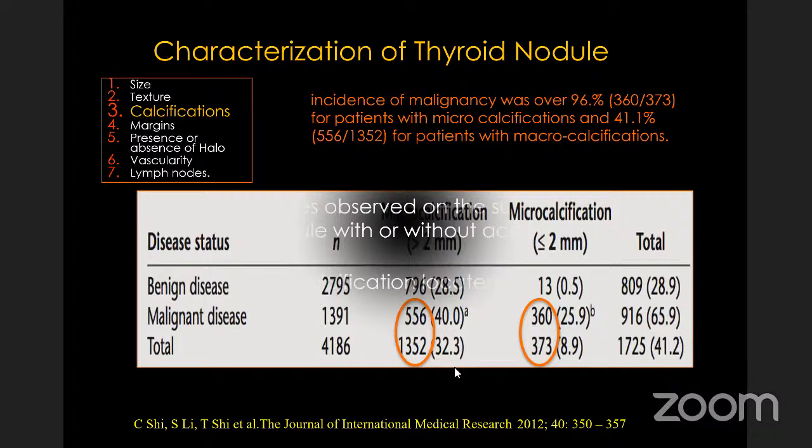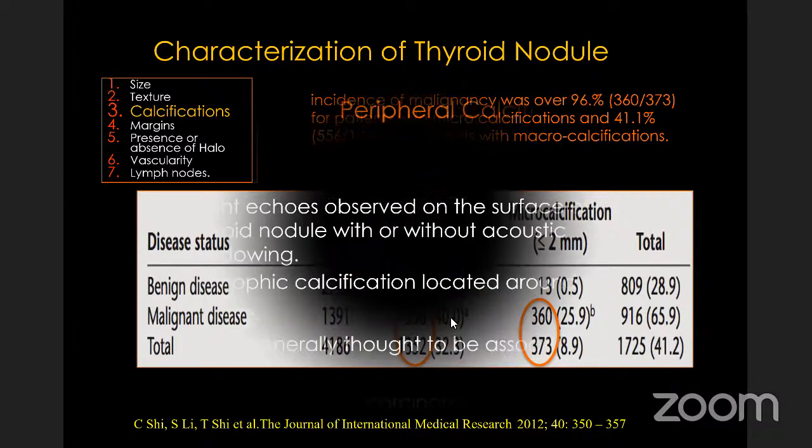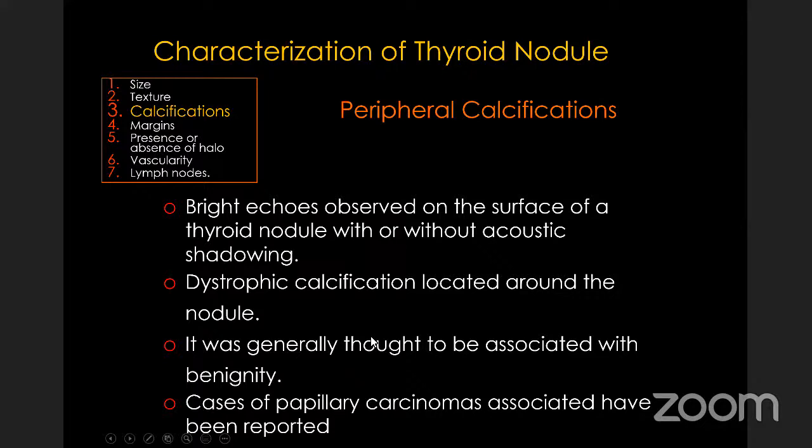Sometimes we see peripheral calcifications. Peripheral calcification is defined as bright echoes observed on the surface of the thyroid nodule without acoustic shadowing. It is one of the patterns of dystrophic calcifications located around the nodule. It was generally thought to be more frequently associated with benignity. However, there were cases of papillary carcinoma associated with this type of calcification.